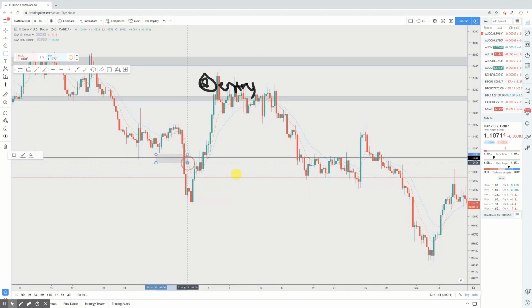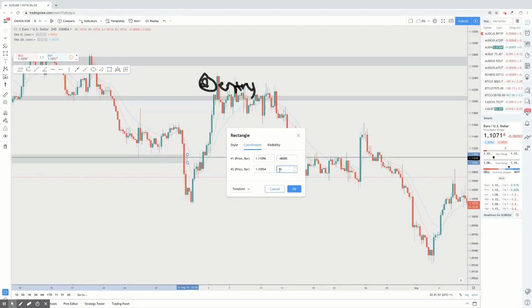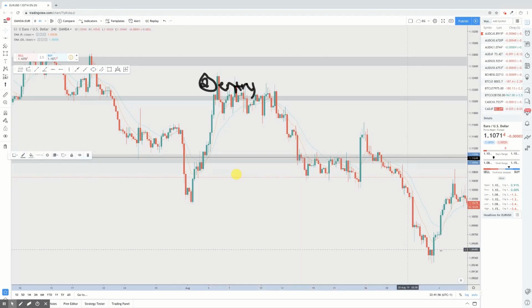I'm actually going to do this. Bear with me. Extend my rectangle. Okay, so we have that zone drawn in. Let's say I wanted to enter on the breakout. Now, usually I will enter on the retest, but for the purpose of this video, let's not get too into that. Let's say I did want to enter on the breakout.